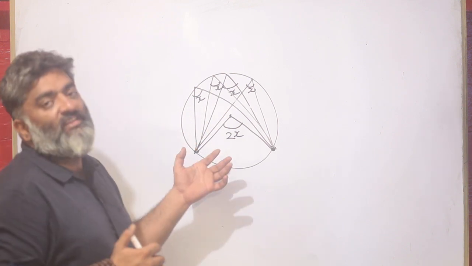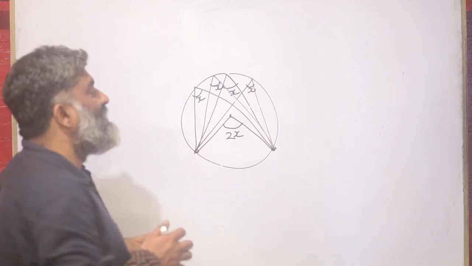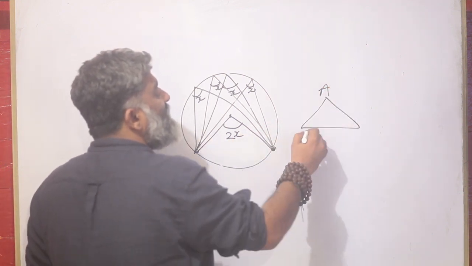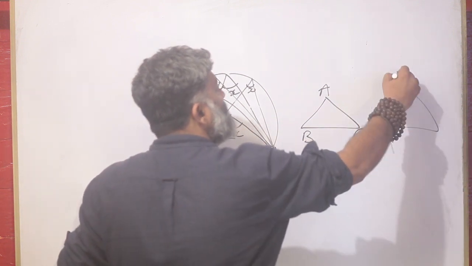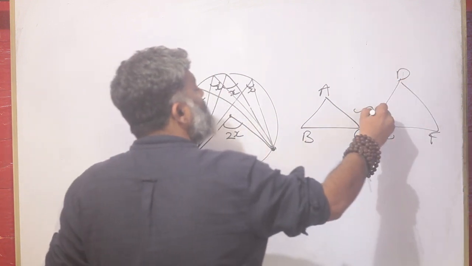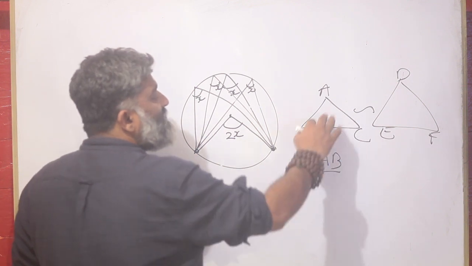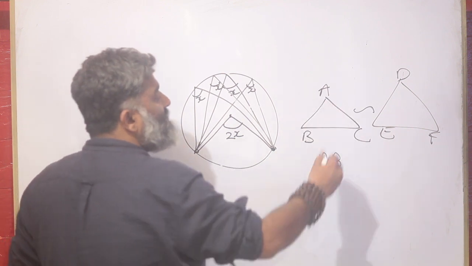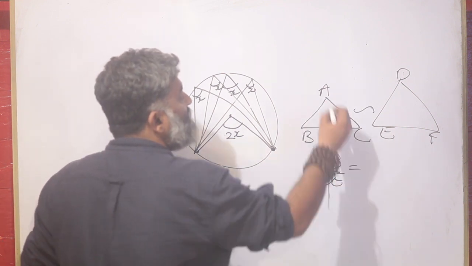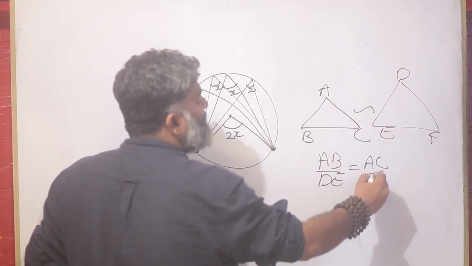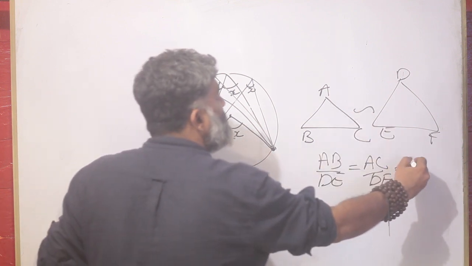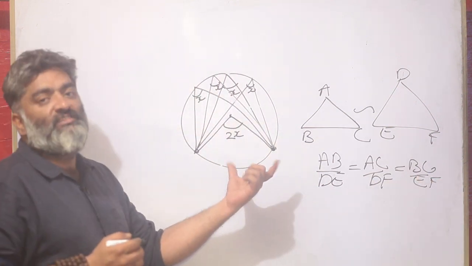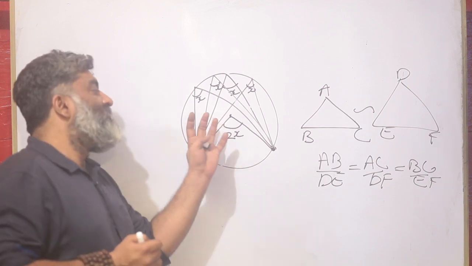So this is one idea that we'll be using to derive our results today, and the other idea that we'll be using a lot is basic similarity. If I give you that two triangles ABC and DEF are similar to each other, the ratio of corresponding sides is equal. So AB upon DE is equal to AC upon DF is equal to BC upon EF.